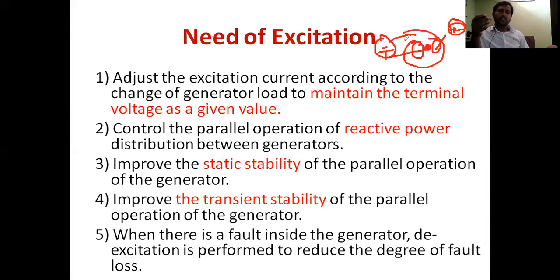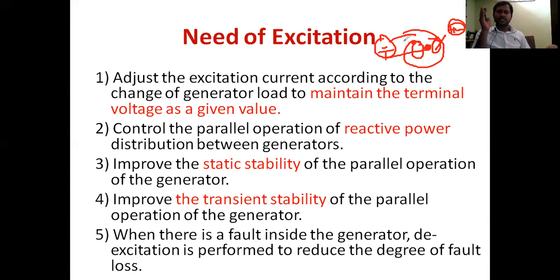But if you demagnetize the excitation, the EMF production in the alternator will decrease. Then there is no current, so the fault level will decrease, become less. These are the various benefits if you use variable excitation such as electromagnetic excitation. These are the need.